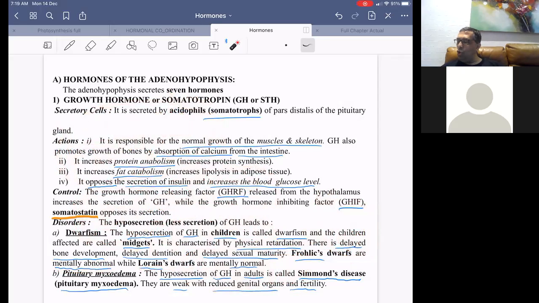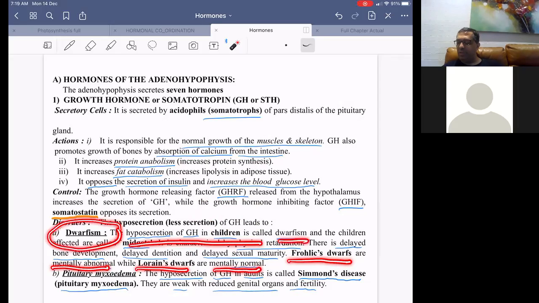And you have Lorentz dwarf, who are mentally normal. Lorentz dwarf is only growth hormone deficiency, and they are mentally normal. So there are two types of dwarfs, remember. Frolics dwarfs are mentally abnormal and Lorentz dwarfs are mentally normal. This is hyposecretion of growth hormone in children, called dwarfism.